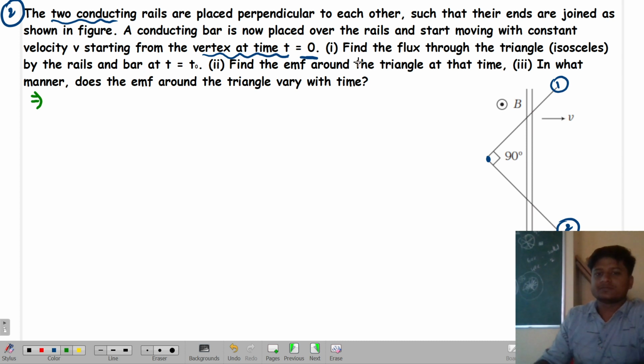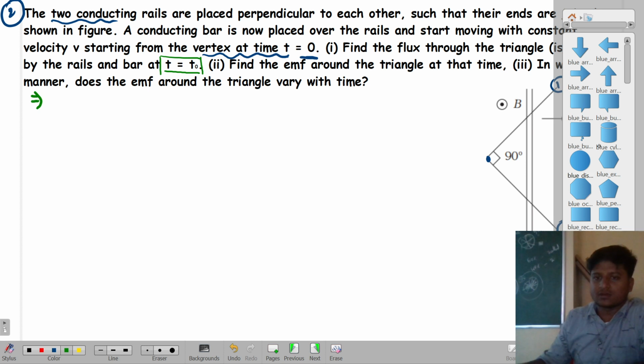Now look over here. What it is saying, first question, find the flux through the isosceles triangle formed by the rails and bar at time t equal to t naught. Right or not? Now look over here. You try to understand what is happening over here when this conducting rod is moved from this vertex position to this position. Right or not? How is it done? So look over here. Try to see this.